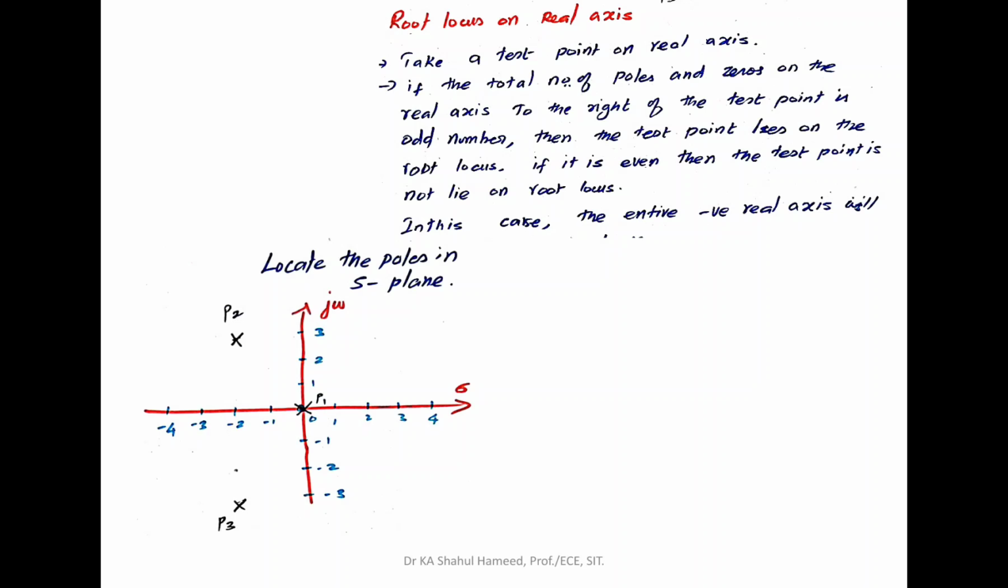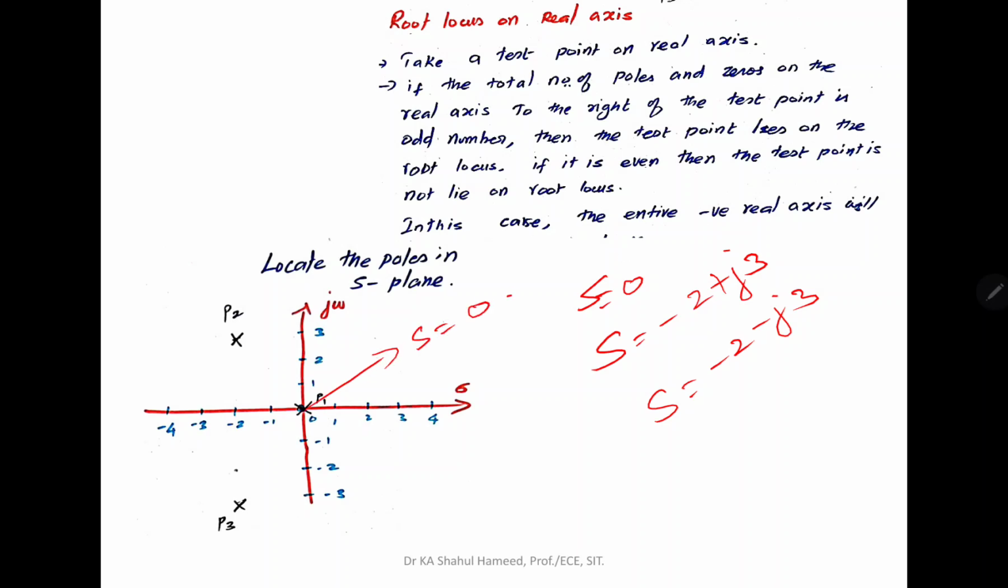Then we have to identify the poles and zeros. So we have 3 poles. One is s is equal to 0. Another one is s is equal to minus 2 plus j3, and s is equal to minus 2 minus j3. The first pole is s is equal to 0, which is at the origin. Now we have to identify s is equal to minus 2 plus j3. Minus 2 is the real part and j3 is the imaginary part.